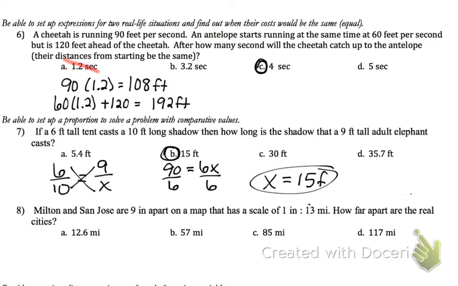Okay, let's talk a little bit about using our answers here. If we have a 6 foot tall tent with a 10 foot long shadow, there's no way we're going to have a 9 foot tall elephant with a 37 or 35.7 foot shadow, or even really 30. That just doesn't seem like it matches well. So you can sometimes cancel out answers that don't make sense in problems to narrow down your selection.